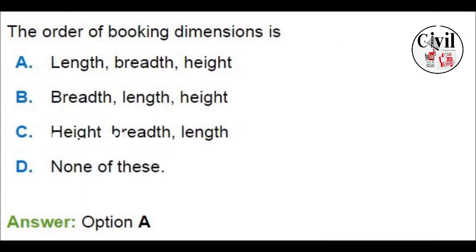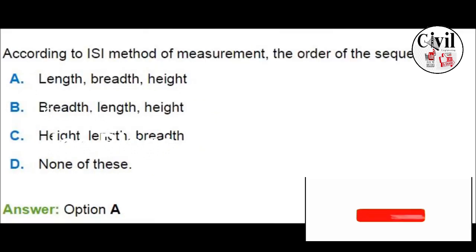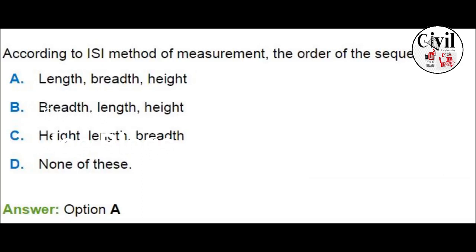The order of booking dimensions is length, breadth, and height is the correct option. Obviously, this is the correct one. Okay. So next is according to the ISI method of measurement, the order of sequence is length, breadth, and height. The same we have already discussed. This is the same practice. Okay. So we are having the next one.